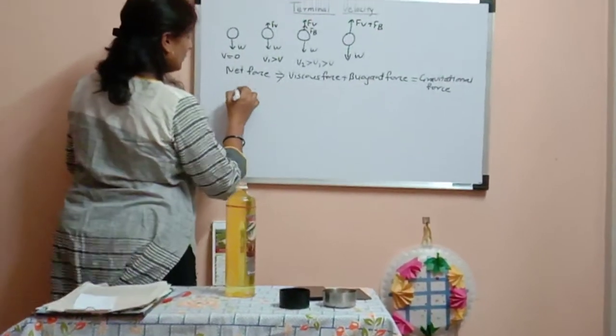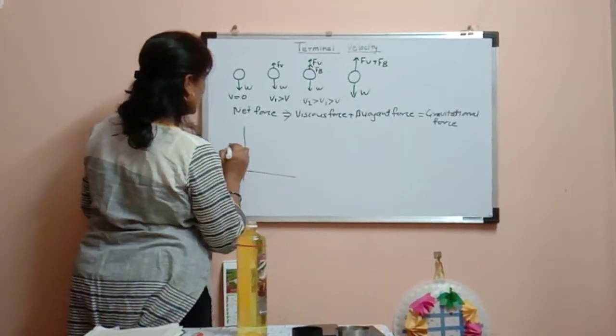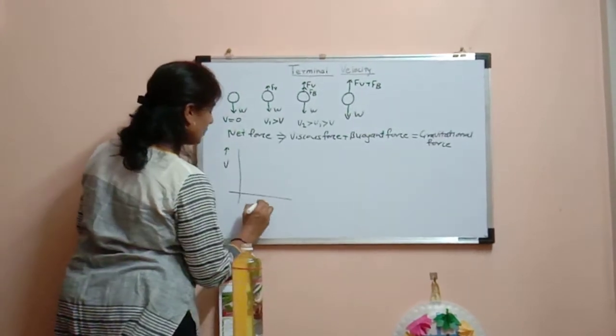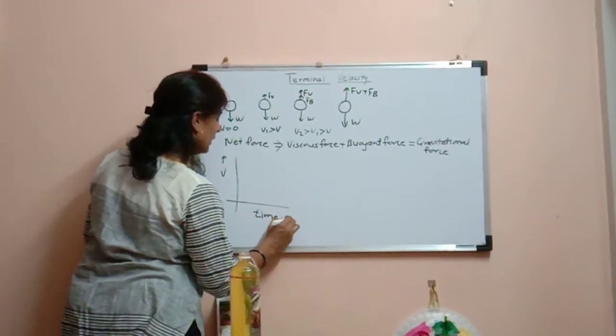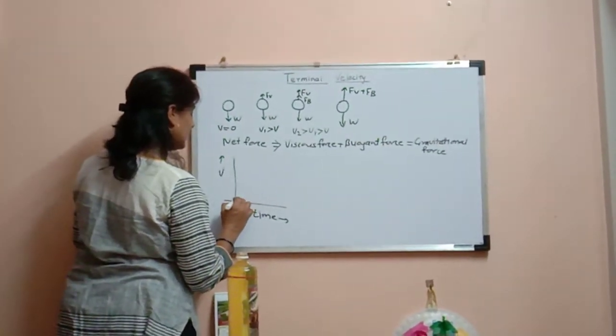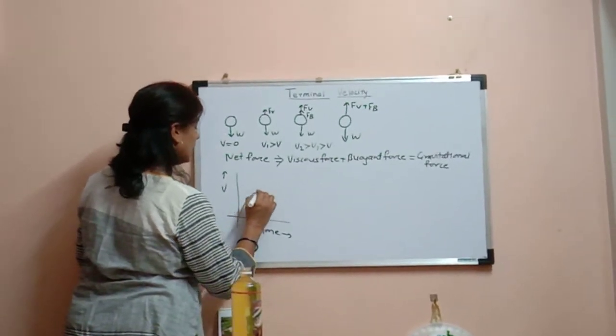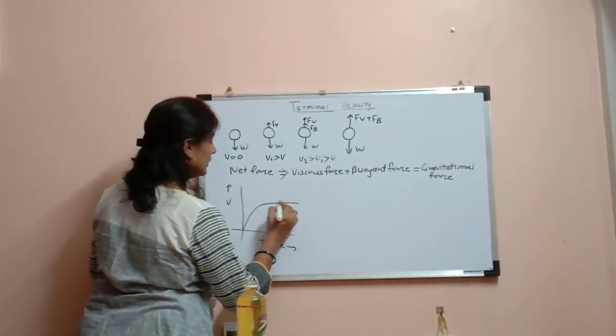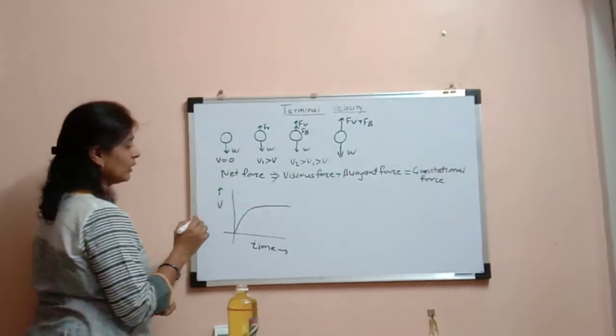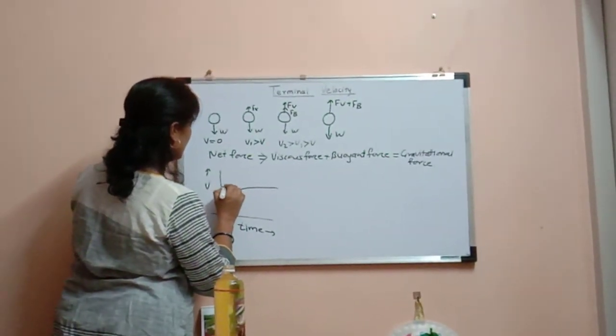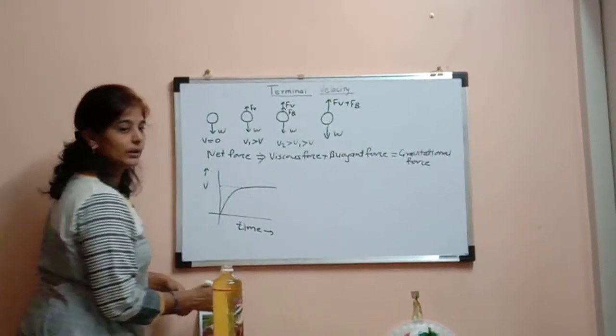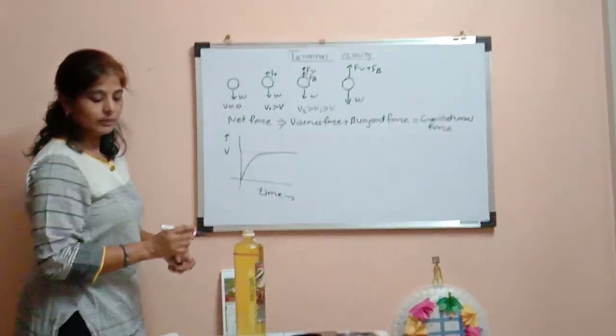If you plot the graph of velocity against time at different positions of the ball, then you will find that initially it is accelerated motion, and after some time the ball attains a constant velocity, and that is referred to as the terminal velocity.